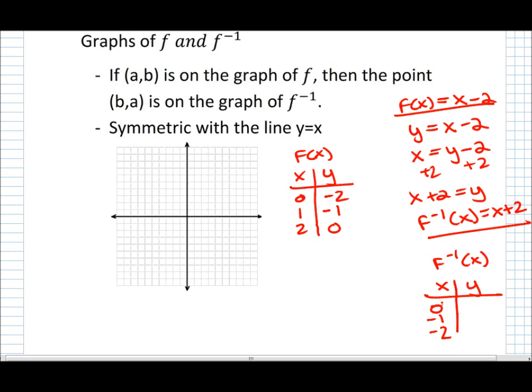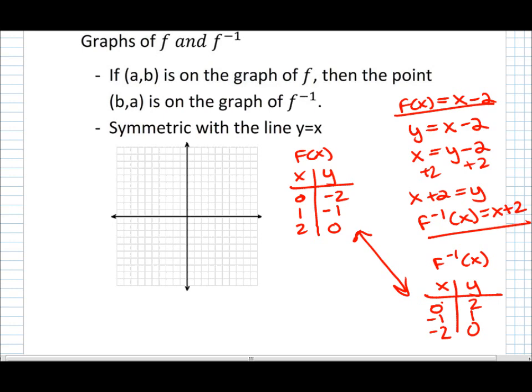So if we put 0 in, we get 2. -1, we get 1. -2, we get 0. Notice in this relationship, the x's and y's have switched. That is what will happen on the graph of an inverse.